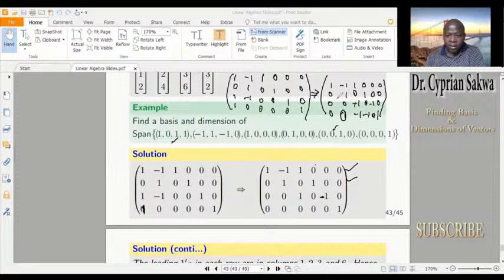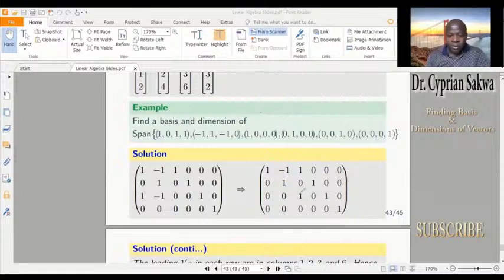I think during the calculation here, since they are squeezed, I must have missed something. But let's suppose this is the final matrix that I get. What I'm interested in is the basis. But we'll go through slowly and see.